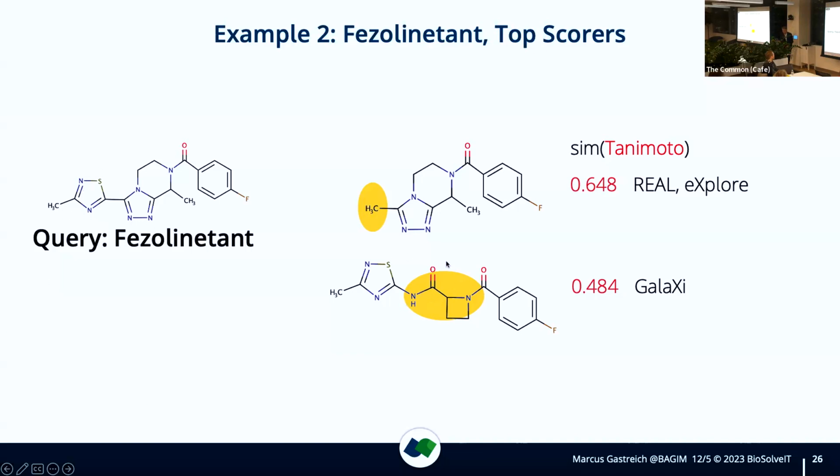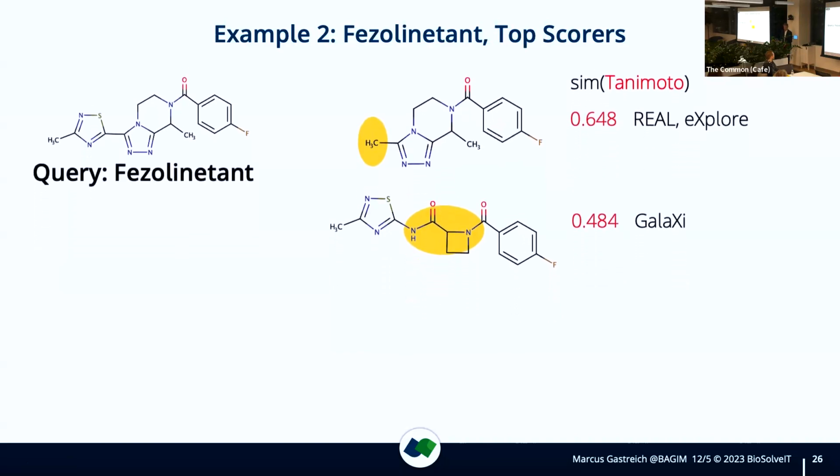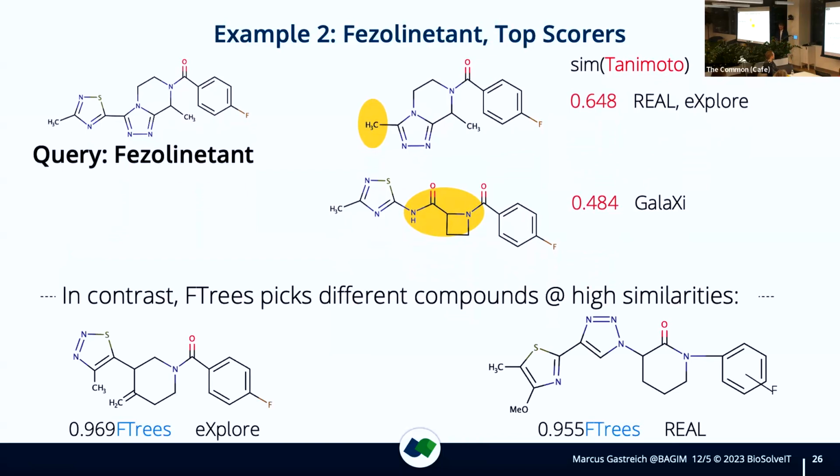Here we have a totally different core in the middle. So very, very different molecules. Whereas if we now switch to the more fuzzy mode, here, for example, using the feature trees top scorers, we have 0.96, 0.97 almost, with a molecule that looks very different, but still you would recognize a few things. You see this, you see this, you see this, you see this.